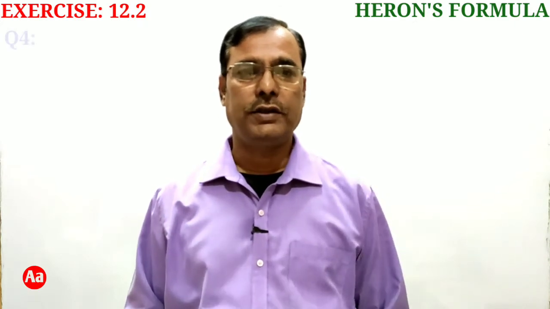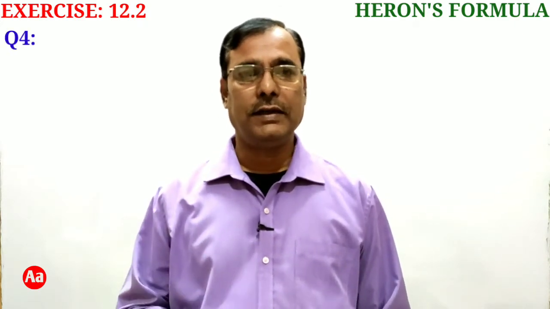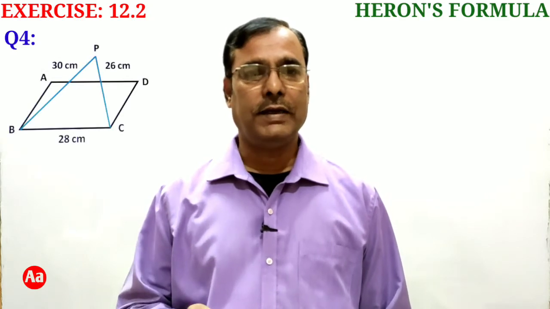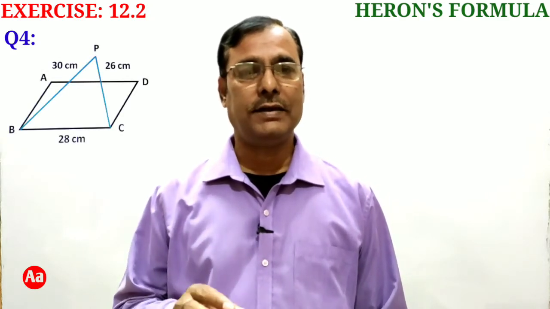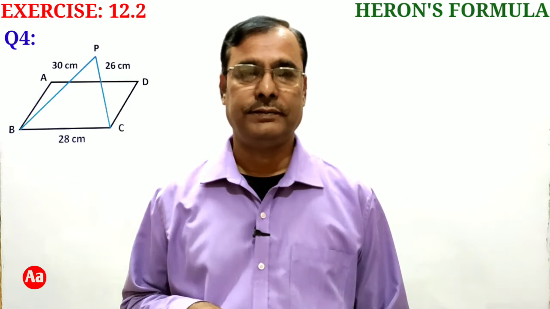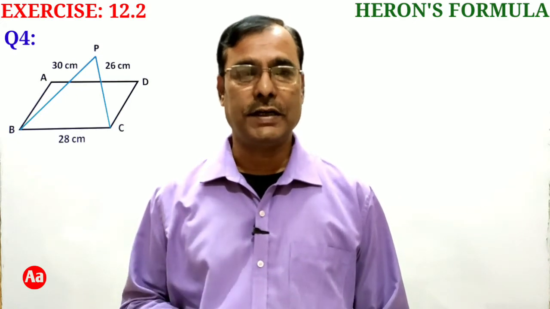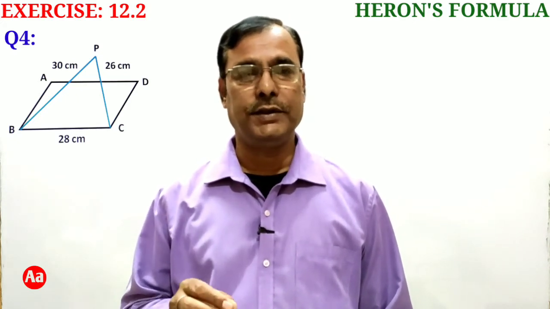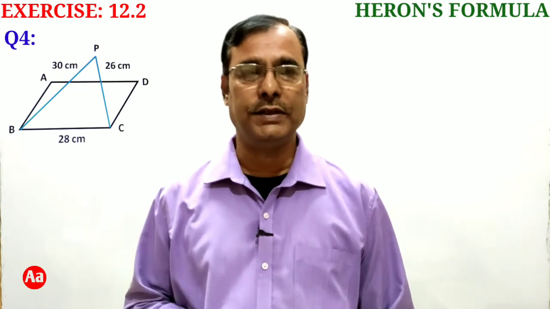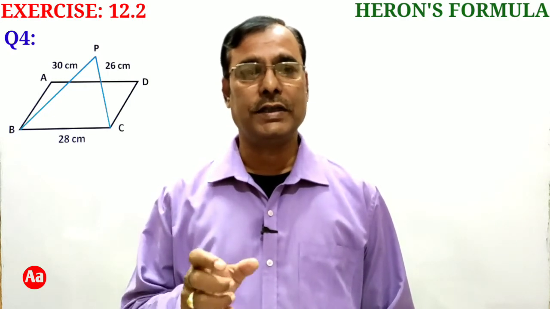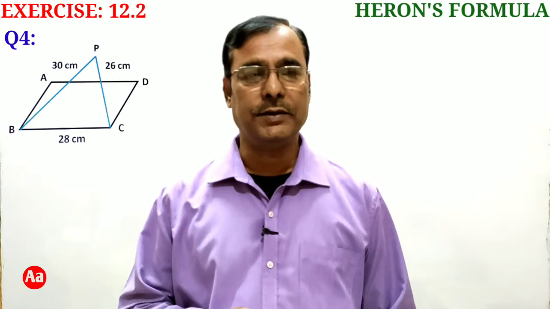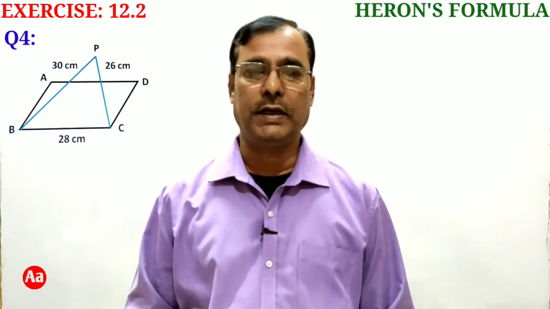Now let's see question number 4. A triangle and a parallelogram have the same base and same area. If the sides of the triangle are 26 centimeter, 28 centimeter and 30 centimeter, and the parallelogram stands on the base 28 centimeter, find the height of the parallelogram.